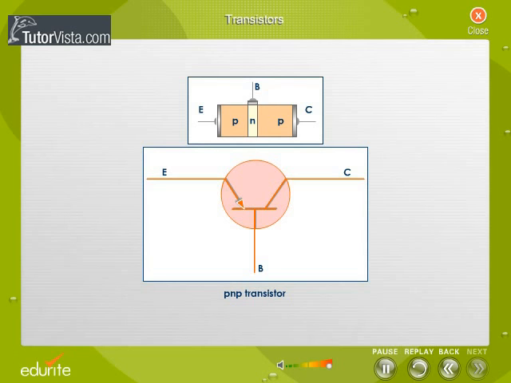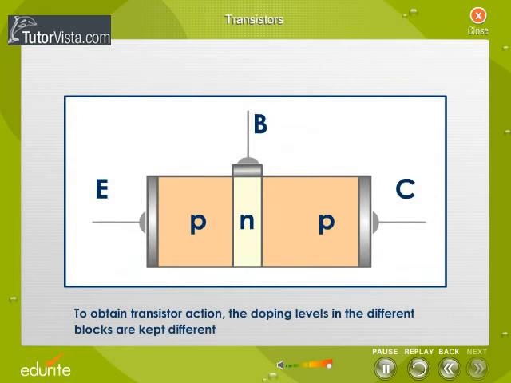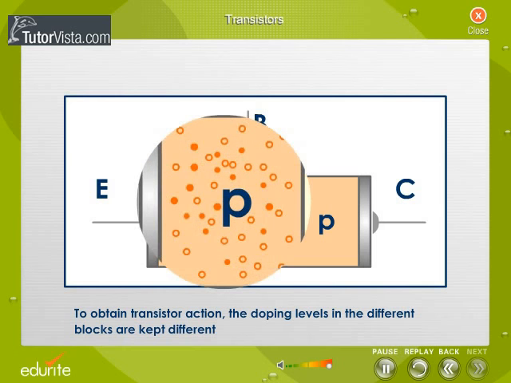The outer regions are called the emitter and collector, and the narrow central region is called the base. The configuration contains two junctions, namely the emitter-base interface and the collector-base interface. We can consider the transistor as two diodes placed back to back. To obtain transistor action, the doping levels in the different blocks are kept different.